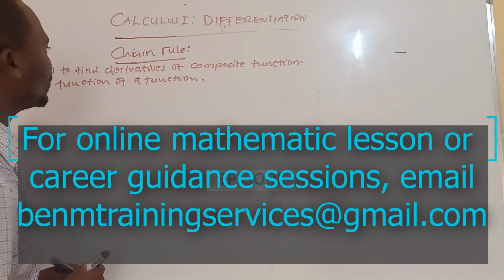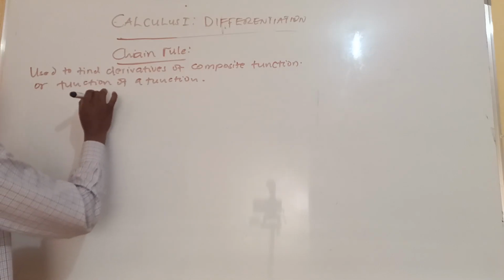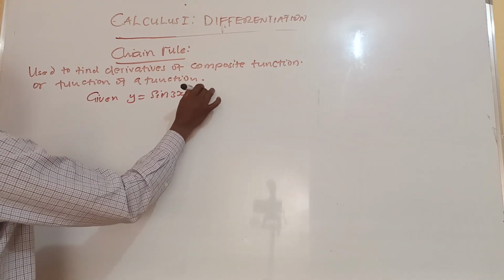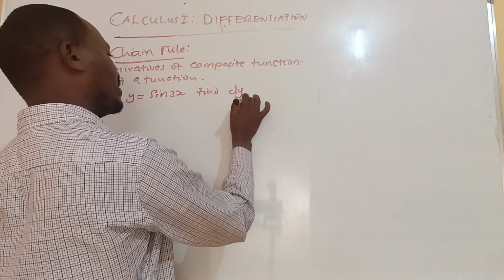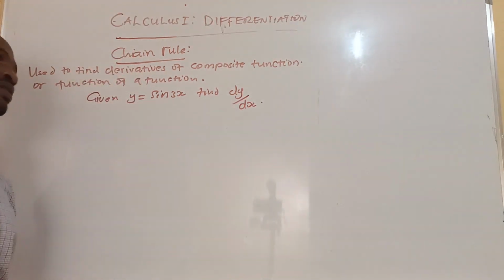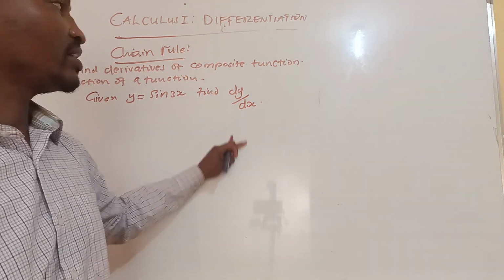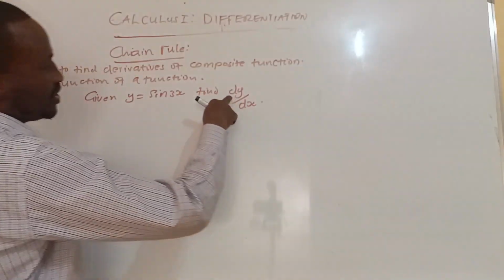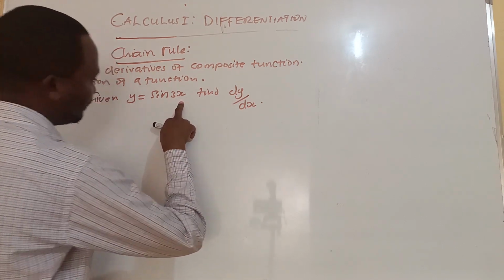Let us start by getting a formula for differentiating a composite function or a function of a function. Given y is equal to sine 3x, find dy dx, or the derivative of y with respect to x. This is pronounced derivative of y with respect to x, or simply dy dx. You are being told to differentiate the function y with respect to x. In this case, y is the dependent variable, x is the independent variable.